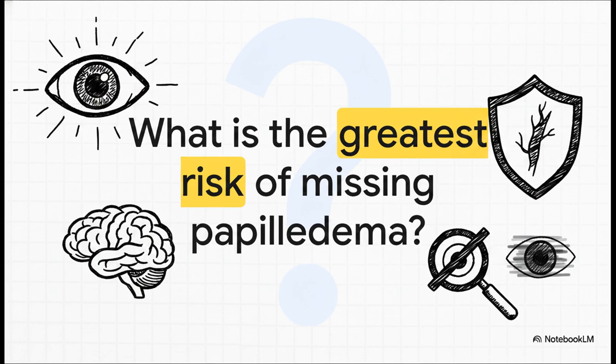So let's circle all the way back to the beginning. We said papilledema is the surest sign of a dangerous headache. So what's the biggest risk if you miss it? Well, the whole point of managing any of these high-pressure headaches is to save the patient's vision. If you miss that papilledema, you miss the chance to step in and prevent permanent optic nerve damage. You miss the chance to prevent blindness, and that's really what's at stake.